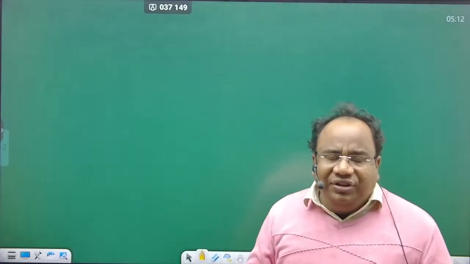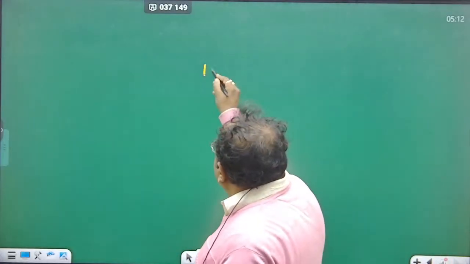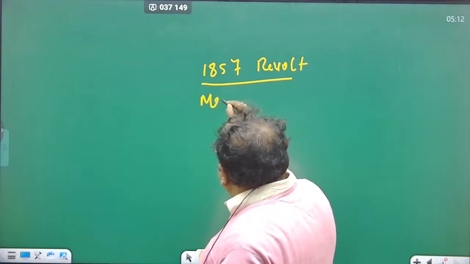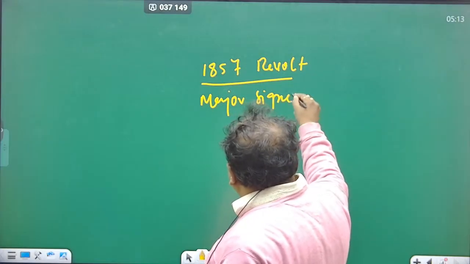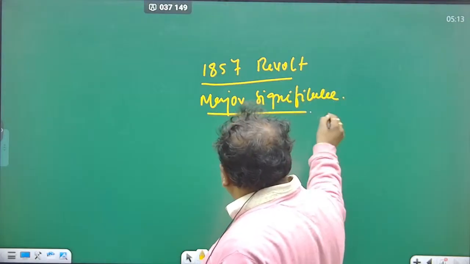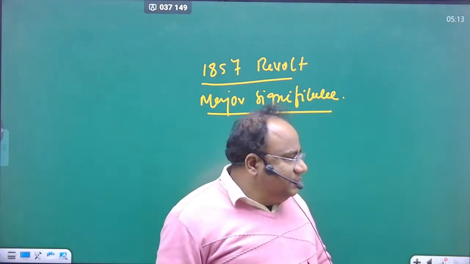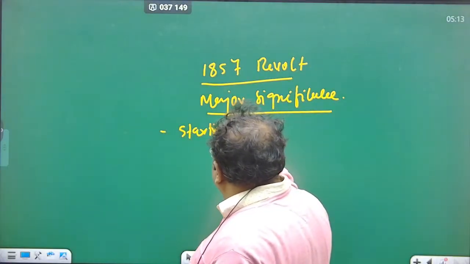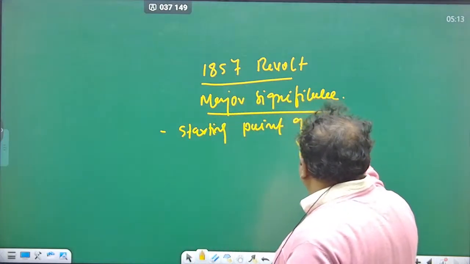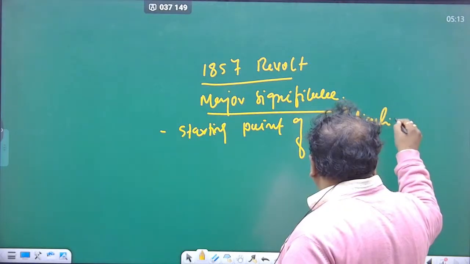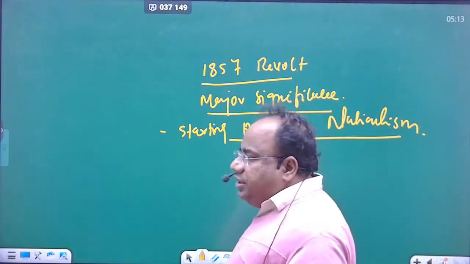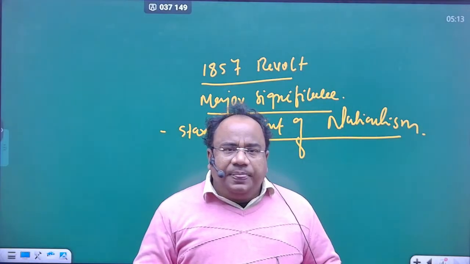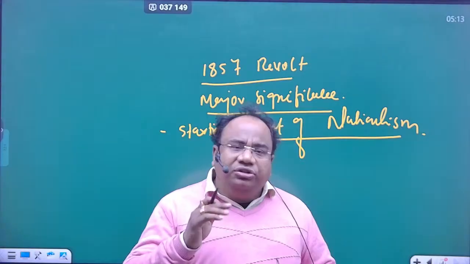Now, the major significance of the 1857 revolt, right? It has created awareness among the common man. It is a starting point of nationalism, right? Since then, constantly you will see the nationalism has developed, and new, fresh movements were also started.